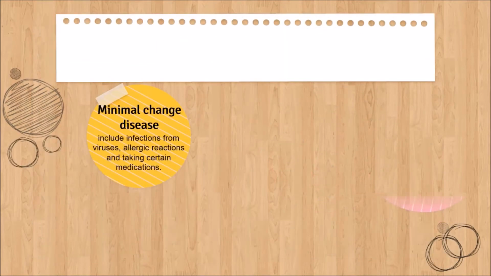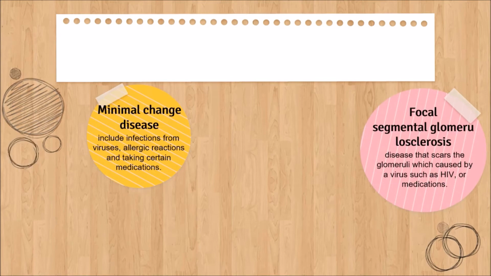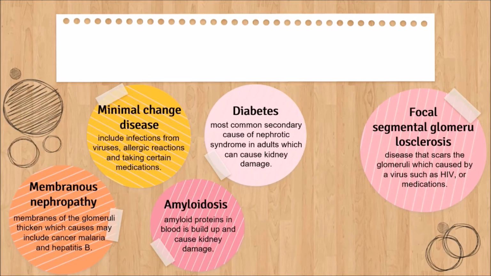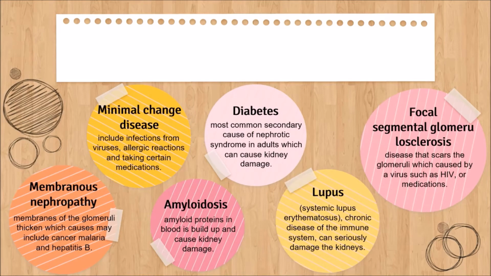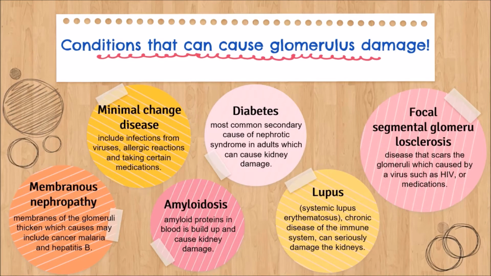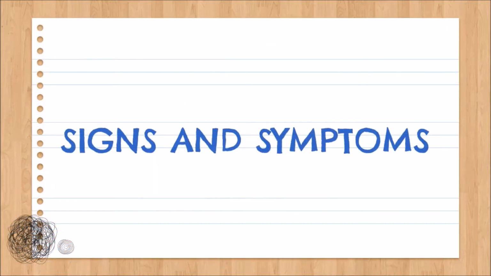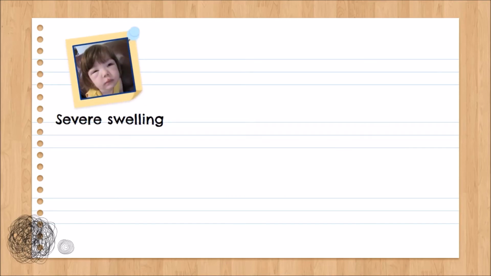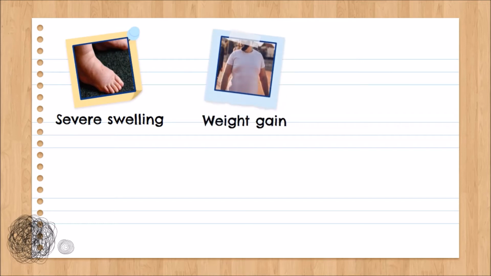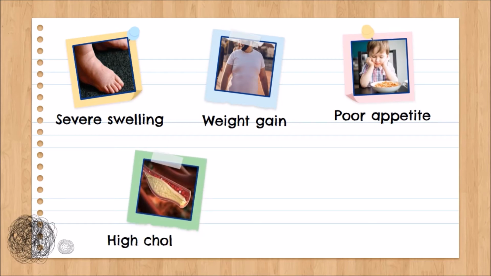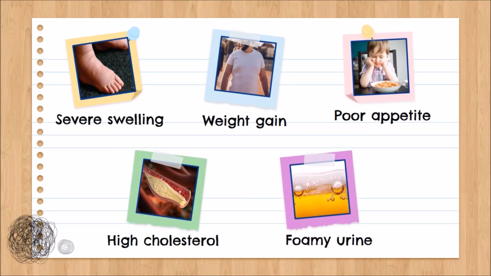Minimal change disease, focal segmental glomerulosclerosis, membranous nephropathy, diabetes, amyloidosis, and chronic disease of the immune system are conditions that can cause glomerulus damage. Signs and symptoms of nephrotic syndrome include severe swelling, particularly around the eyes, ankles and feet, weight gain due to fluid retention, poor appetite, high cholesterol, and high urine protein, which is indicated by foamy urine formation.